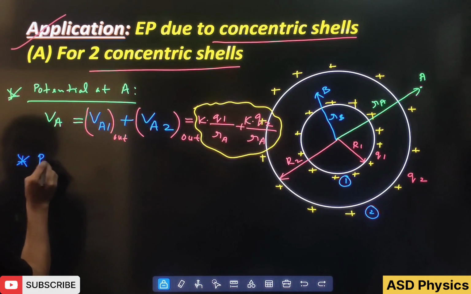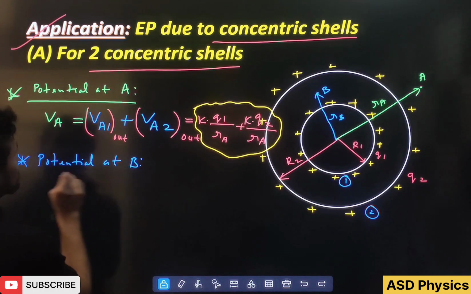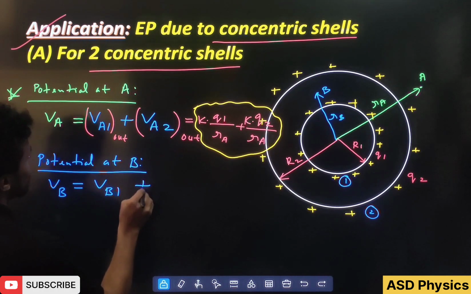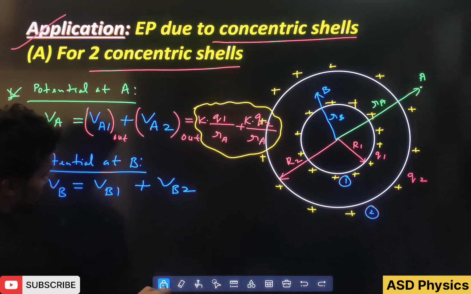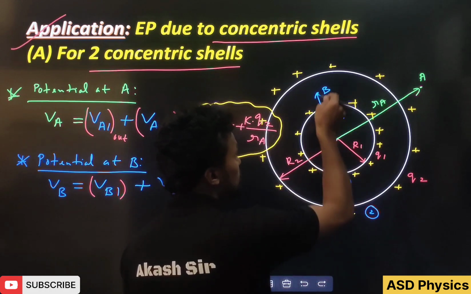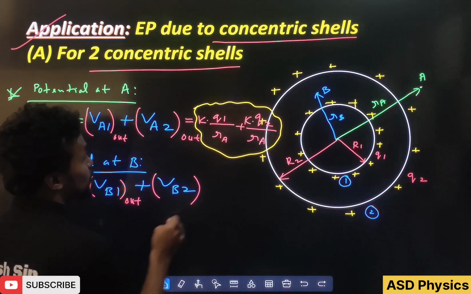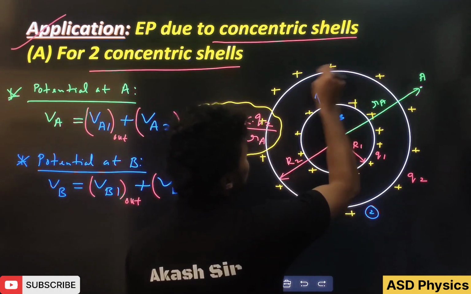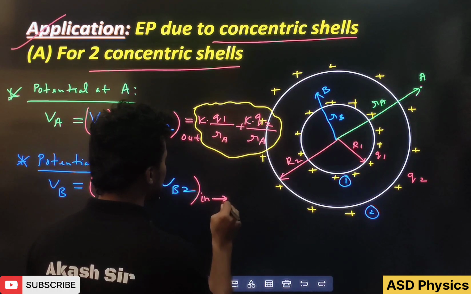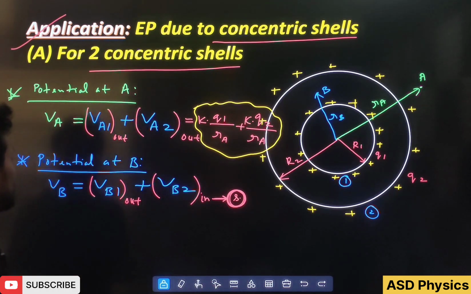Okay, so now we are seeing students, potential at B. Potential at point B means VB1 plus VB2. Now let's see, point B with respect to 1, this is 1. Is point B outside or inside? Outside. And potential at point B due to 2: B is here, that means inside. And whenever inside is there, we have to take which potential? We have to take the surface potential. So what values will come here?